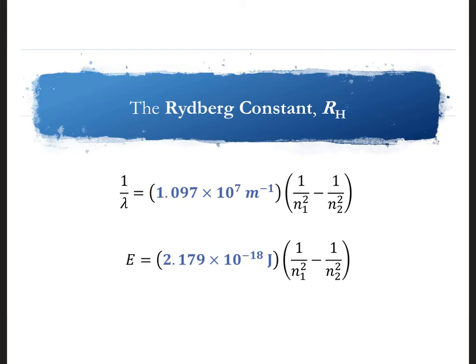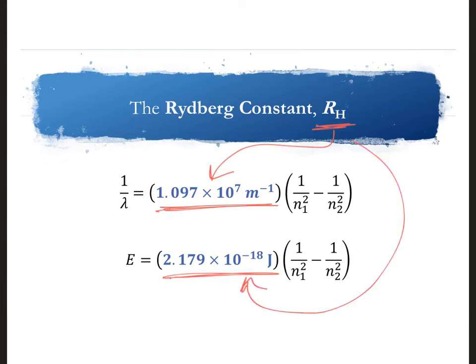Note that the Rydberg constant you use depends on the quantity you're calculating. When finding the wavelength, you'll use 1.097 times 10 to the 7th reciprocal meters, while calculating the energy requires the use of 2.179 times 10 to the negative 18th joules. Let's try an example problem.